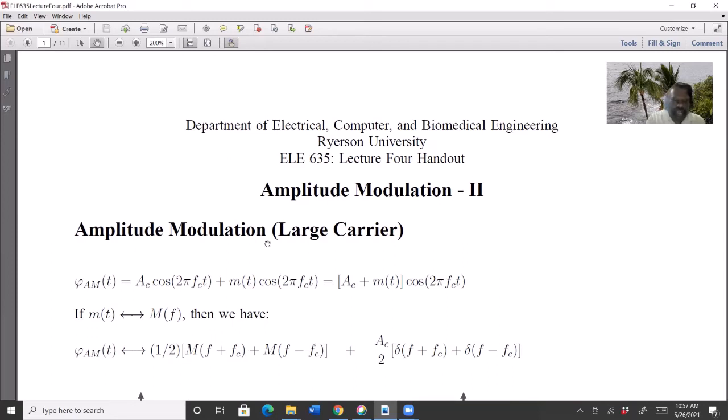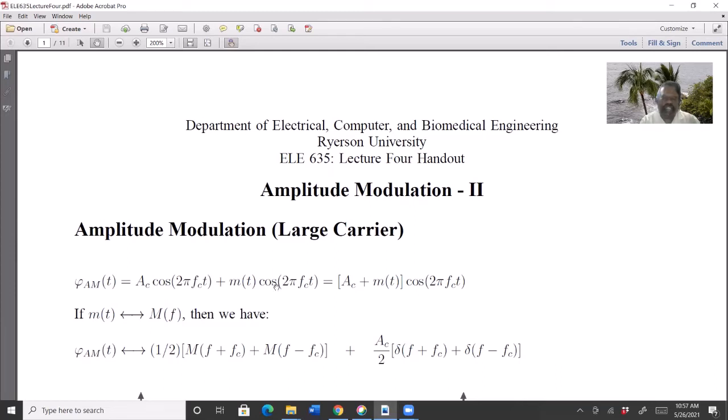So how is AM large carrier modulation done? In this method, what we do is we just multiply the message signal by cos 2 pi FCT, but add a big carrier. So AC will be usually a little bit larger than the peak amplitude of M of T. So this is the formula for large carrier.